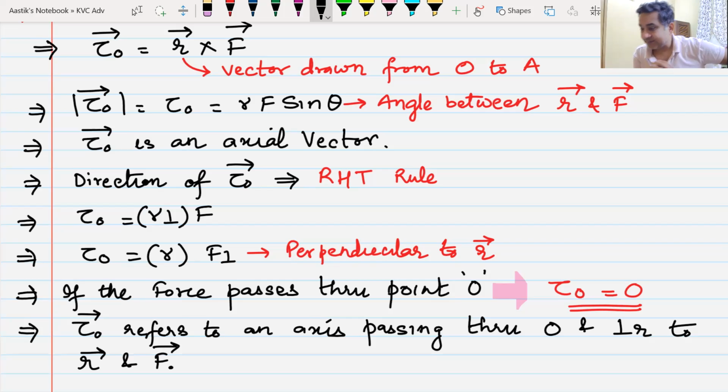Do we understand this? Yes, sir. So these are the important points that you must remember about torque.